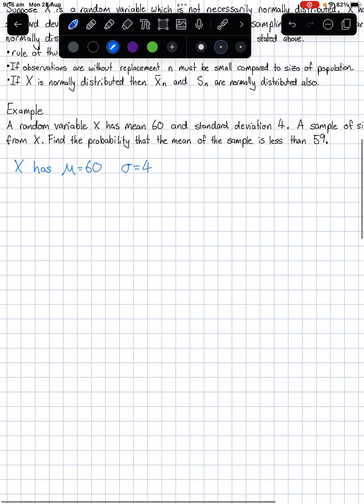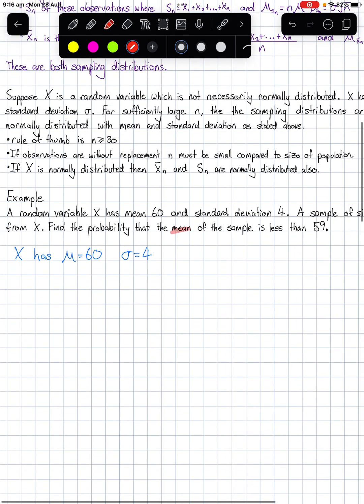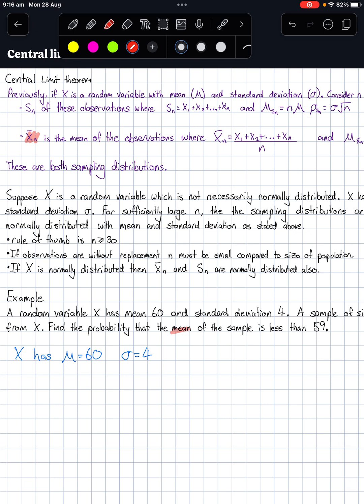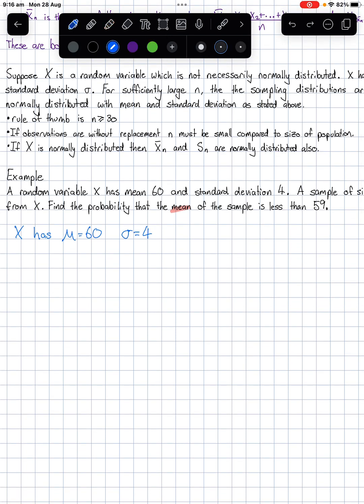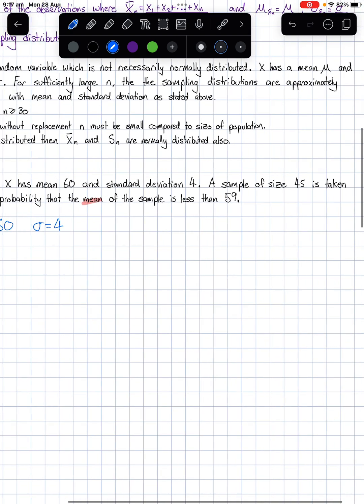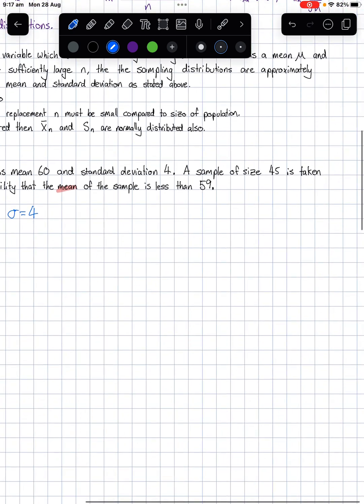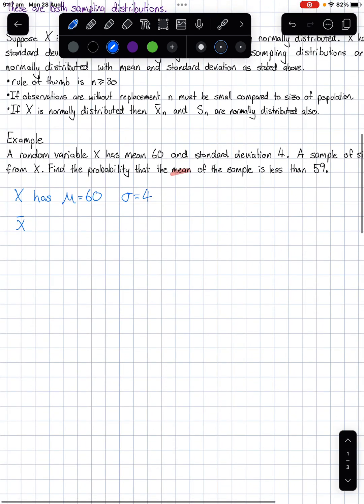Now, the key bit here, let me get my highlighter, is to find the probability that the mean of the sample is less than 59. So that means we're going to this distribution up here, X bar, because it is the distribution of means. And in this here, we're looking at X dash, and a sample size of 45 is taken, which means we're looking at 45 trials of this random variable.